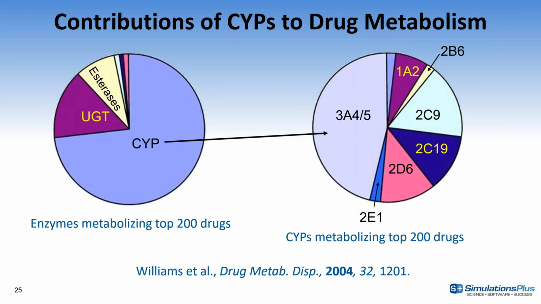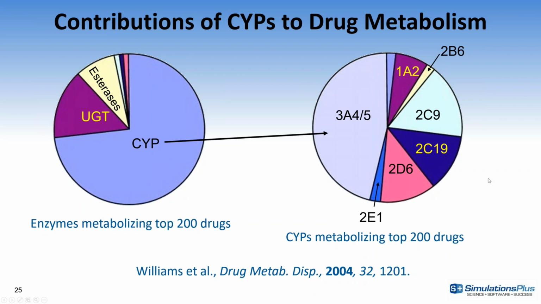This slide illustrates how the top 200 drugs are metabolized. Over on the left, we see a plot of the enzymes metabolizing these top 200 compounds. About three quarters of the drugs are metabolized by CYPs, a smaller percent by UGTs, and esterases are an even smaller fraction. Of the CYPs, the 5 major ones are 1A2, 2C9, 2C19, 2D6, and 3A4, which metabolizes about half of the top 200 drugs. There are smaller proportions from 2B6 and 2E1, and we have both of those models included in ADMET Predictor.